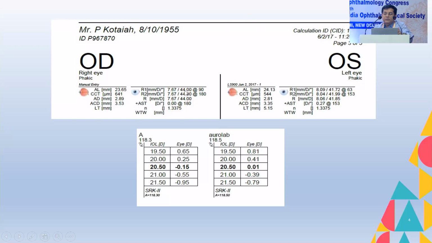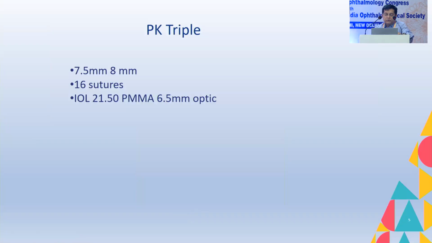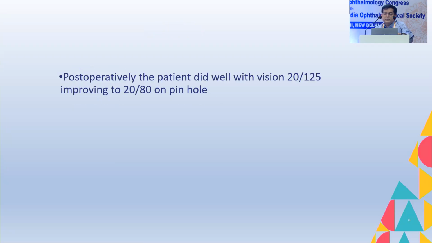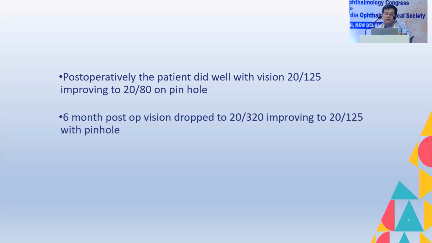Conventionally, we generally take 44 as the standard K, or we take the keratometry of the other eye. In this particular case, we took a standard K of 44 for this patient. Axial length was 23.65 in optical biometry, and then we implanted an IOL of 21.5. It was an uneventful surgery, and he did well after the surgery. Immediately post-op, 20 by 125 was the vision. However, after 6 months, the vision dropped to 20 by 320.